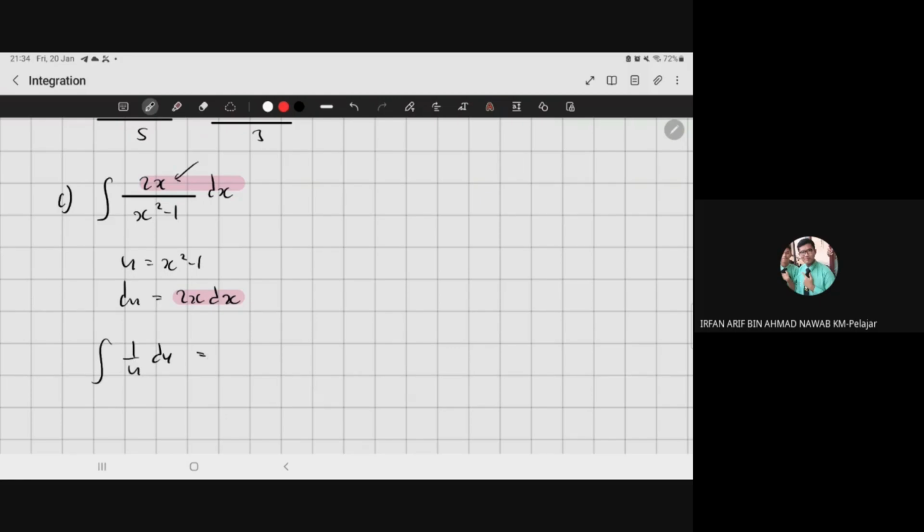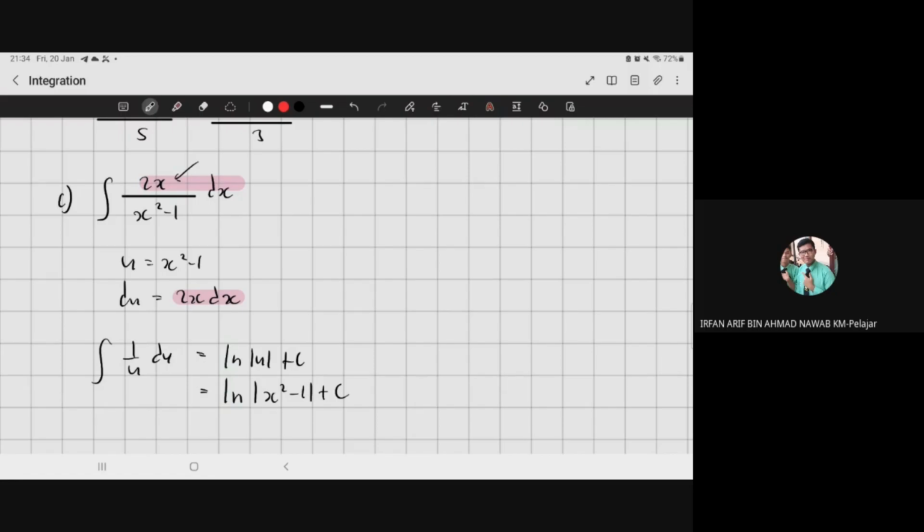So you obtain the integral of 1 over u du. And when you see a reciprocal, then you know that you use ln to integrate. You will get ln modulus of u plus c, and just resubstitute back, you get ln of x squared minus 1 plus c. Right, that's how it's done. So that's good enough for this integral.